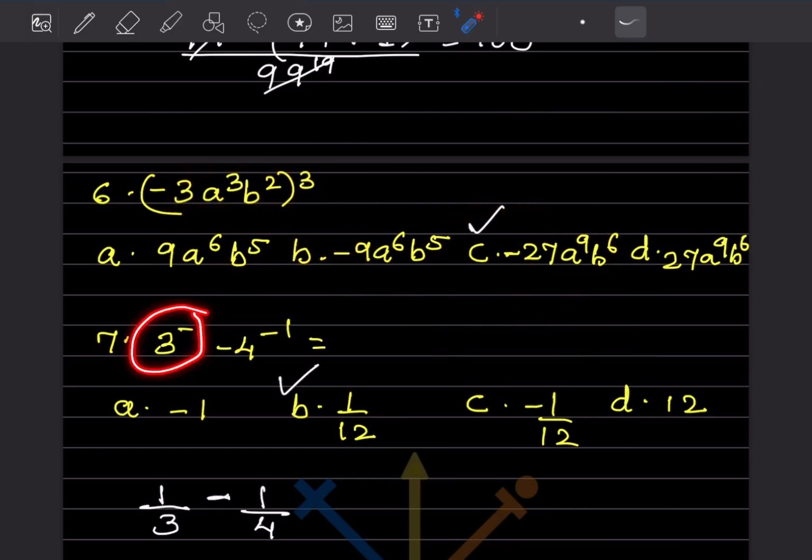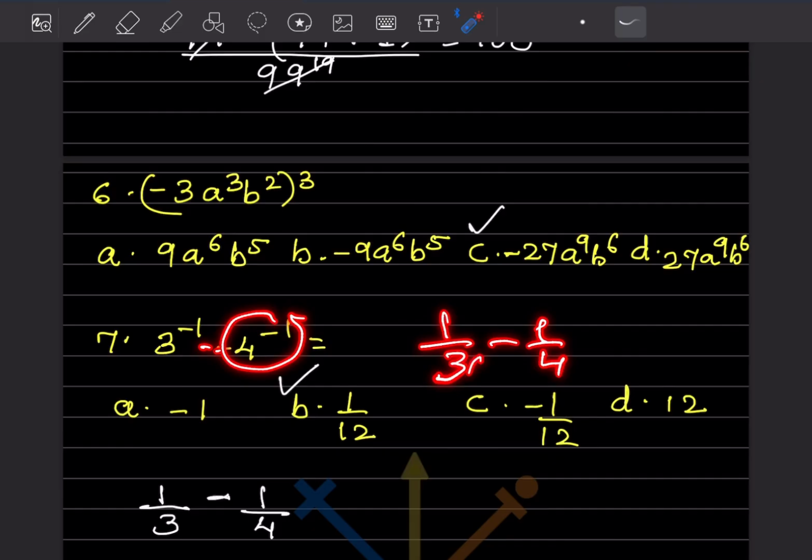Now for this one, what we can do, we can write here 1/3 for this one, because this is negative, minus for this one 1/4. Now we will take the LCM of it.